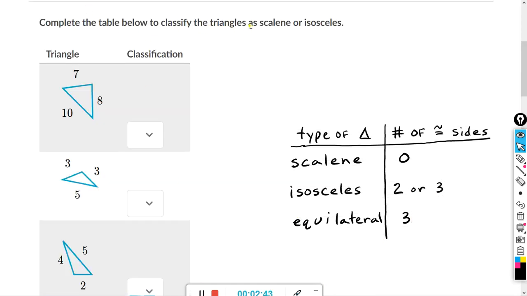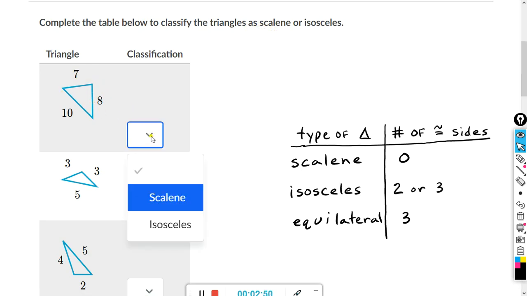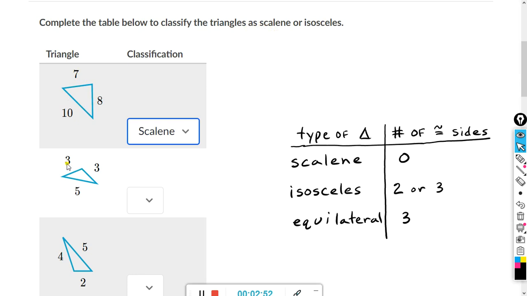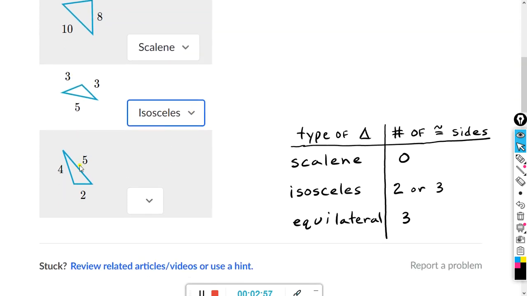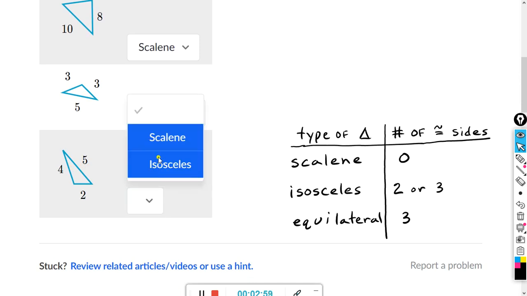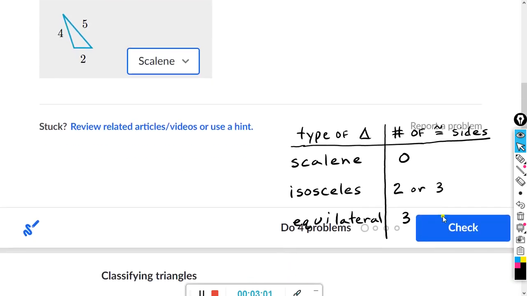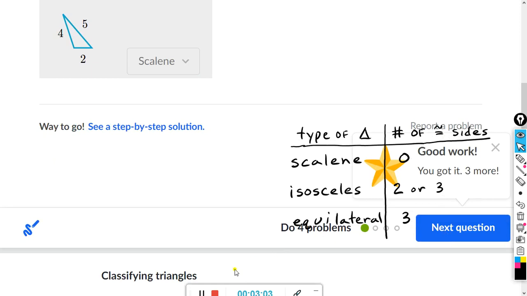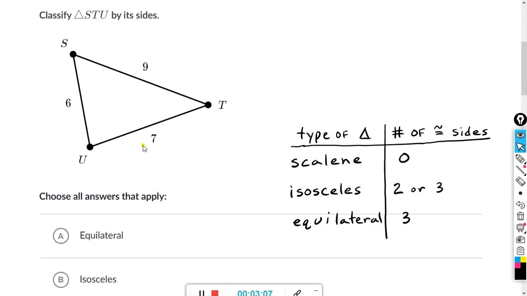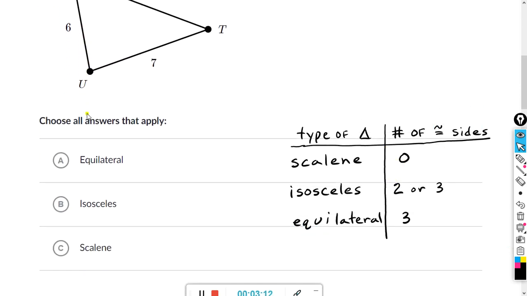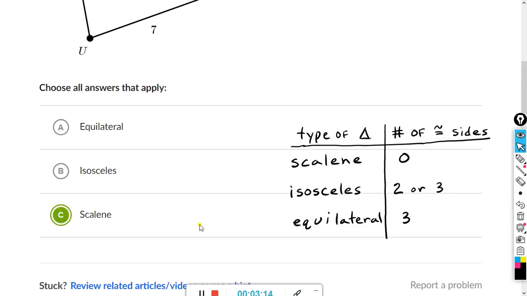Okay, here it says classify as scalene or isosceles. All three different, that's scalene. Here we have two of them congruent, that's isosceles. Here we have all three different, that's scalene. All right, classify by the sides. All three sides are different. That has to be scalene.